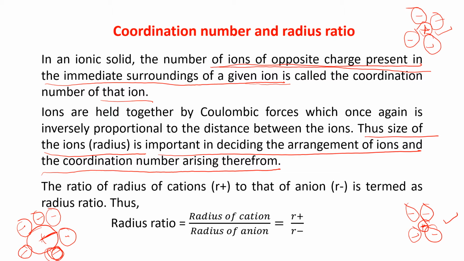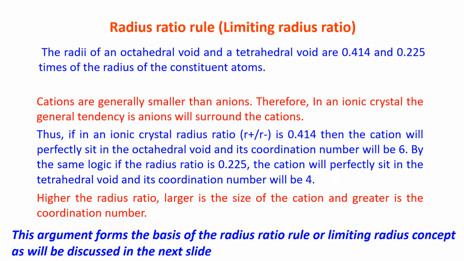Now it is very important: the ratio of the radius of cations to that of anions, R plus by R minus, is termed as radius ratio. Radius ratio is radius of cation by radius of anion. Please don't forget that. Radius of cation by radius of anion. This is also known as the radius ratio rule, or limiting radius ratio.